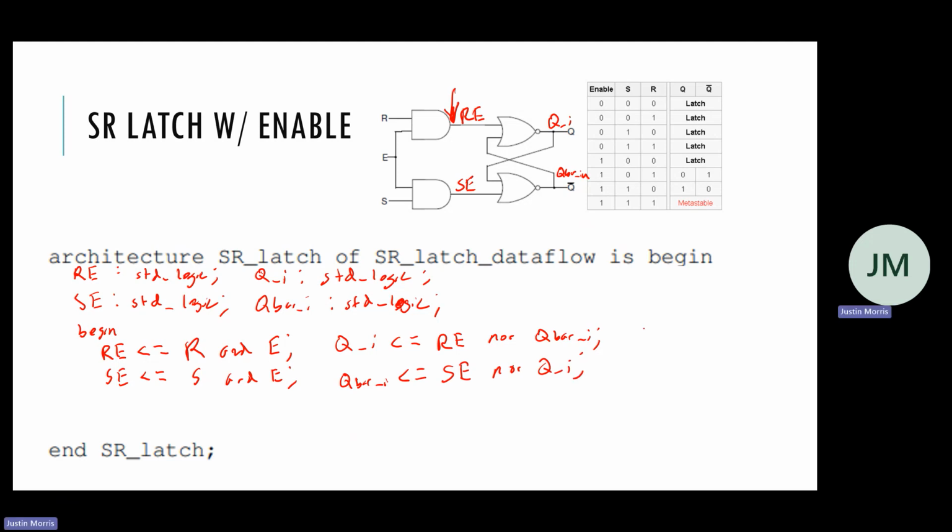And then the last bit is Q internal, not Q internal, but Q becomes Q internal. And Q bar, not internal, becomes Q bar internal. Right? And then that's it for this. You make a test bench, test all of these cases, and then you're done.